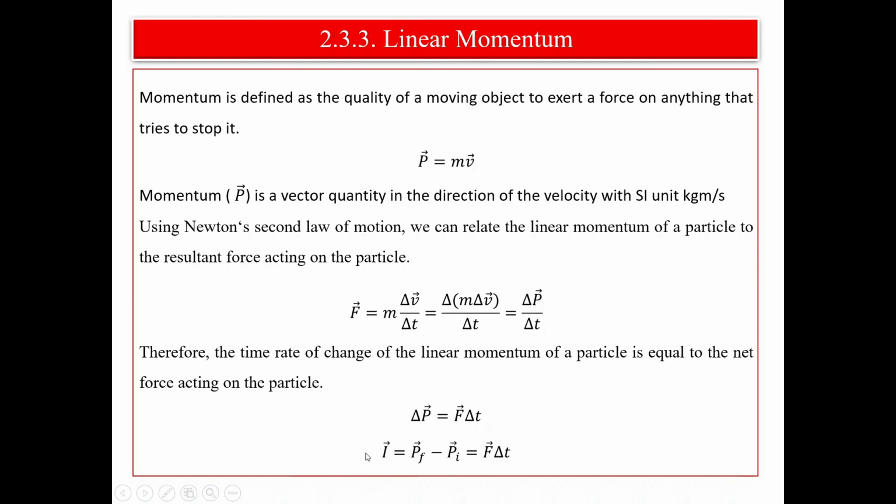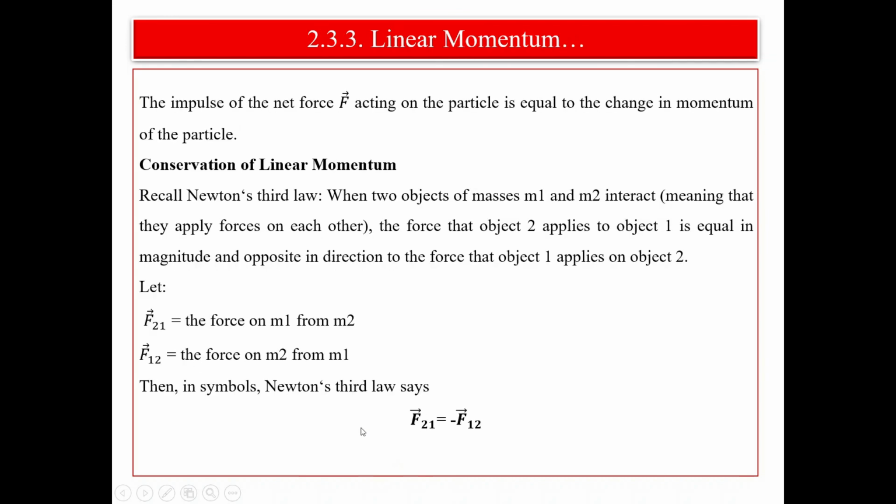So the impulse, which is equal to p final minus p initial, is equal to F change in t. Multiplying this one by change in t, F change in t is the change in momentum, momentum final minus momentum initial, which is equal to the impulse. This is again a vector quantity. Okay, so the impulse of the net force F acting on the particle is equal to the change in momentum of the particle.